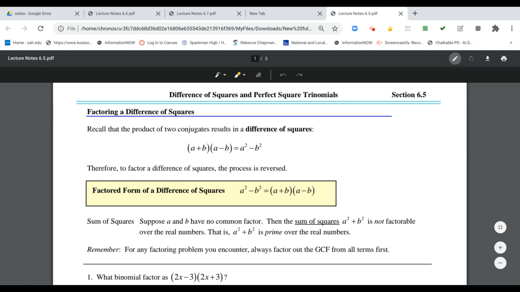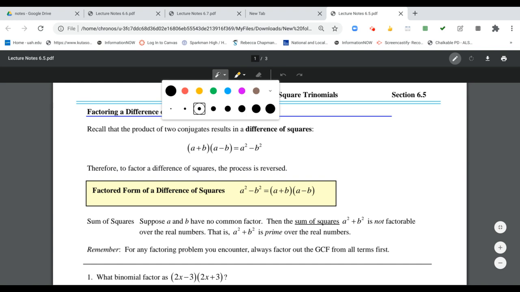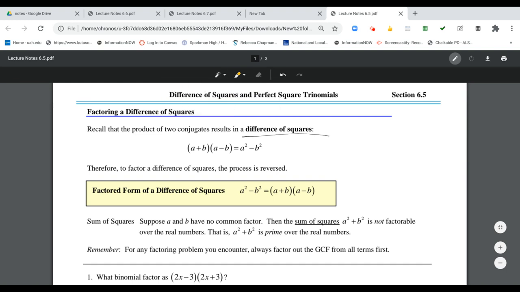We're going to talk about difference of squares and perfect square trinomial factoring today. So the first one we're going to talk about is a difference of squares, and that is if you have a squared minus b squared, it equals a plus b, a minus b. So here are the factors.